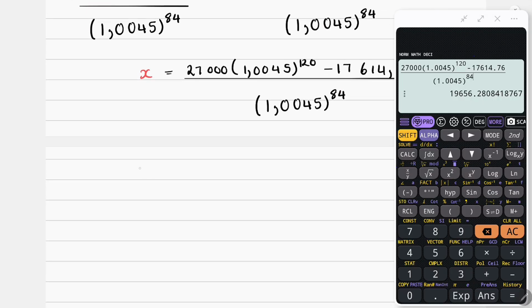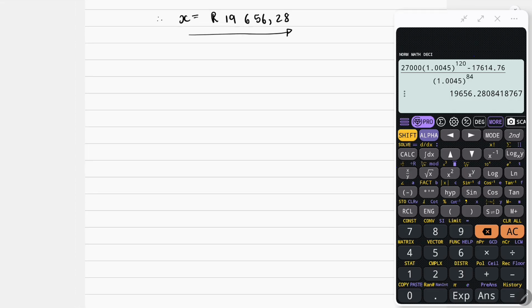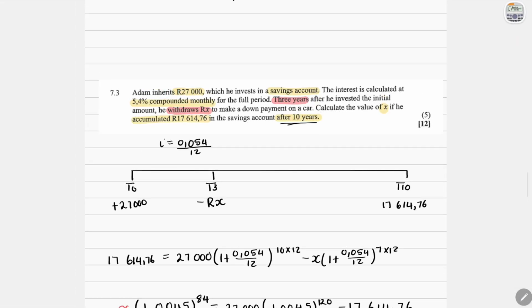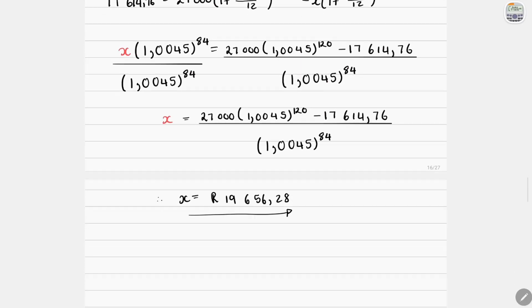Okay, so our answer is finally X is equal to 19,656.28 cents. And that is our answer. Okay, and that is it for the financial math section of this paper.